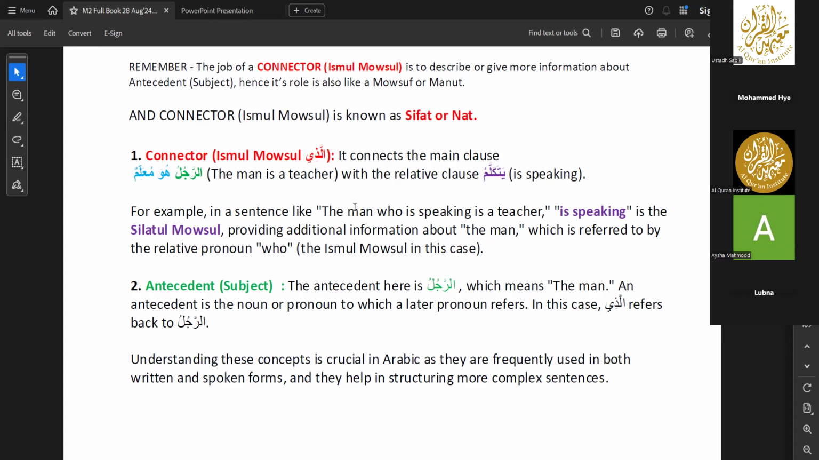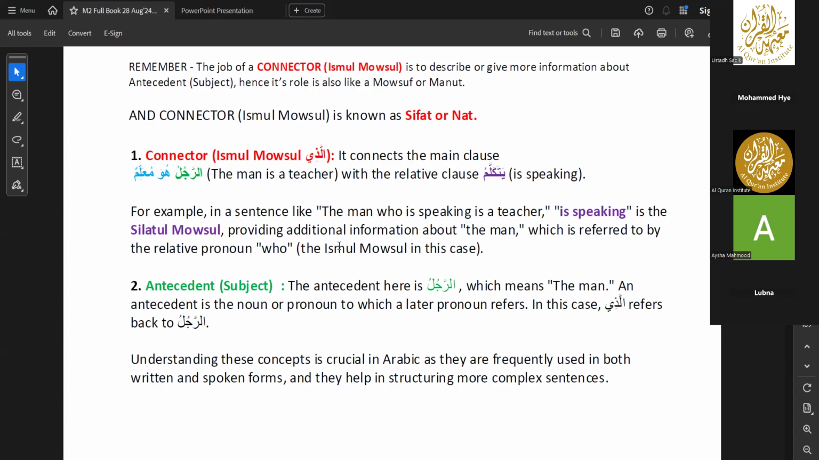So the first point regarding the Ismul Mawsul, the connector, for example, alladhi, is that it connects the main clause. For example, the man is a teacher, ar-rajulu huwa muallimun. Remember, that's the main clause, the mubtada and khabar. It connects that clause with the relative clause. And when we say relative clause, in the previous example, yatakallamu, meaning the one speaking, or rather, he is speaking. For example, in the sentence we just referred to, the man who is speaking is a teacher.